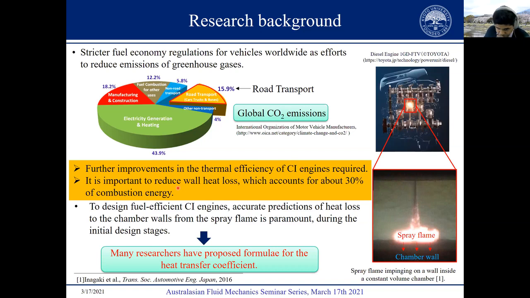If you see the inside view of an engine, here you have the spray flame that is impinging on a wall. So there's going to be heat transfer from this flame to the wall. And this is what we want to predict accurately using numerical simulations. If we can do that before actually even designing or producing the engine, that would be very helpful in the initial design stages. In this regard, many researchers have proposed correlations for the heat transfer coefficients since the 20th century.